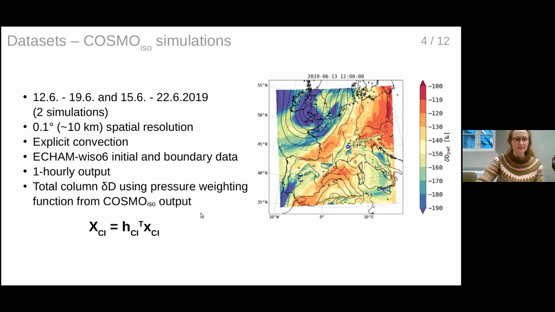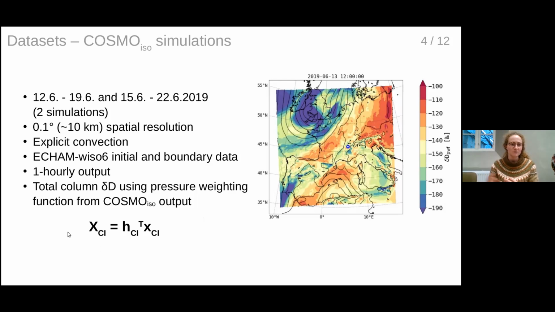The third data set that we are using are isotope-enabled numerical weather prediction model simulations with Cosmo ISO. We have 2 simulations each for 7 days with a spatial resolution of around 10 kilometers, explicit convection. We are using F-6 initial and boundary data, which are provided by Martin Werner. We use this data in a 1-hourly output.